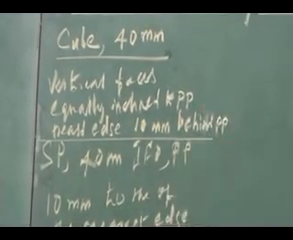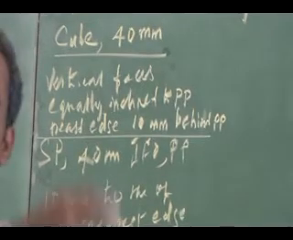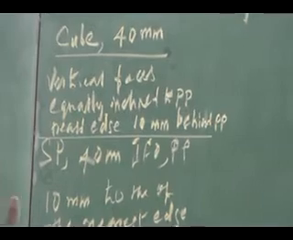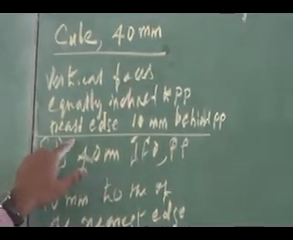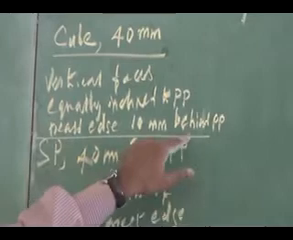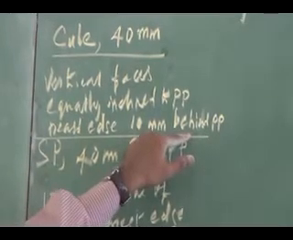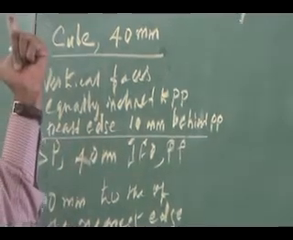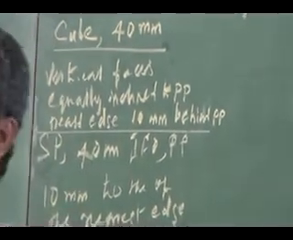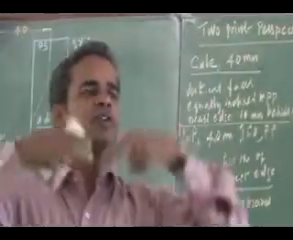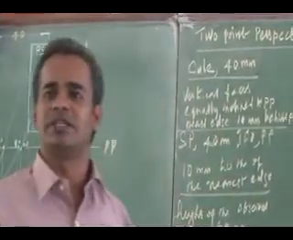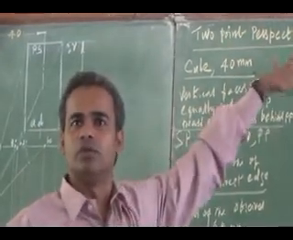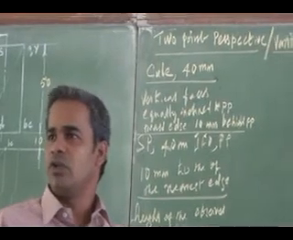Whether this cube is touching the picture plane, behind it, or in front of it is not given. What is given is that it is behind the picture plane by 10 mm. Which is behind? The nearest edge is 10 mm behind. Mark that edge 10 mm behind, then from that draw the square equally inclined, that is 45 degrees, to the picture plane. That is the top view of the cube.